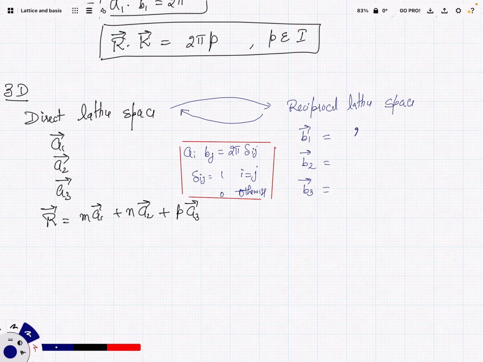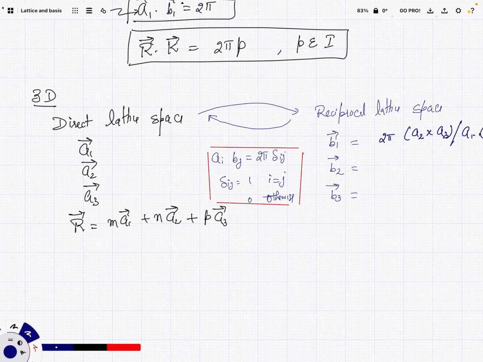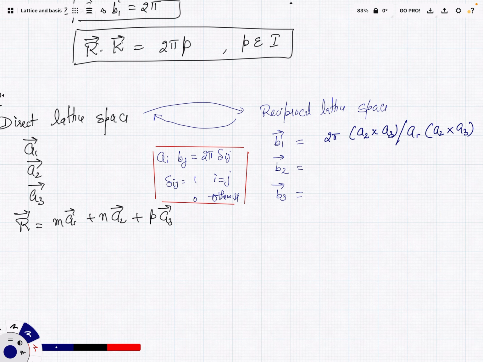What I can do is say 2 pi a2 cross a3 divided by a1 dot a2 cross a3. Now if you take b1 dot a1, you will get 2 pi. So this is just one of the intelligent guesses, and since this condition is a sufficient condition, you can have more than one choice, right? This condition is not necessary.